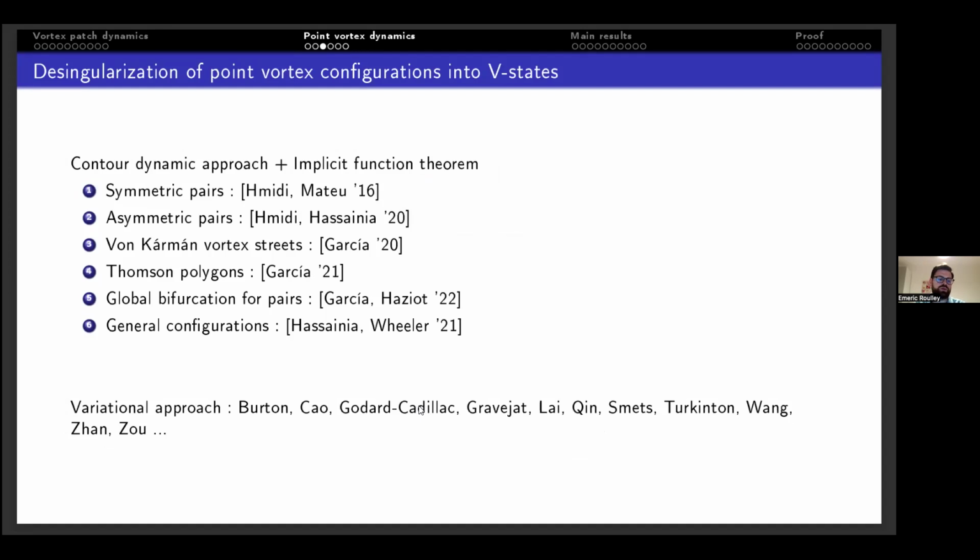So now we come back to the vortex patch. I just finished with this, and then we will stop and pass to the second part of the talk.